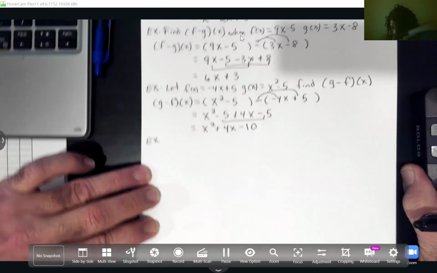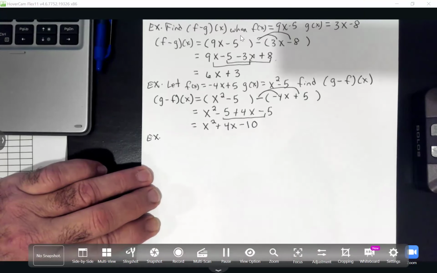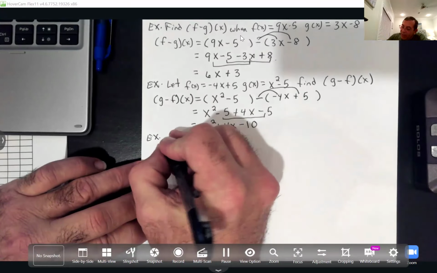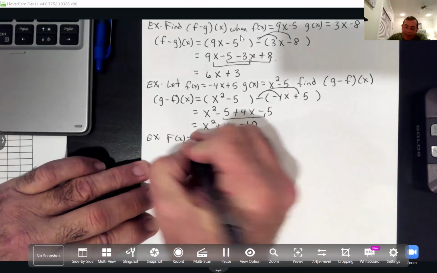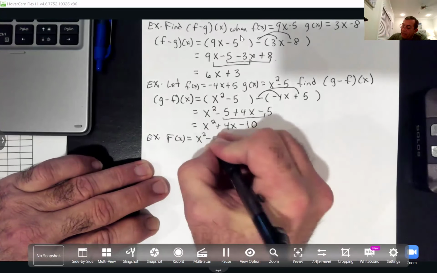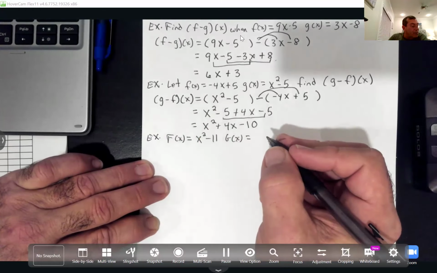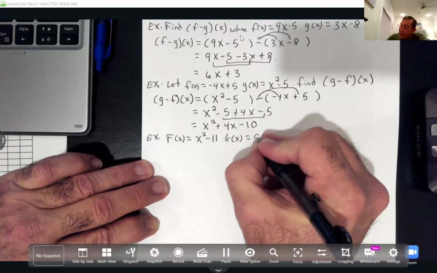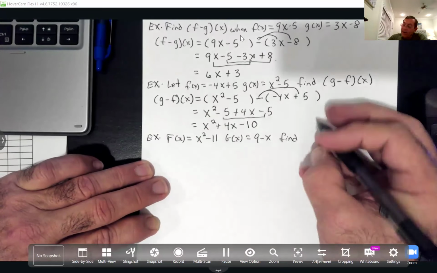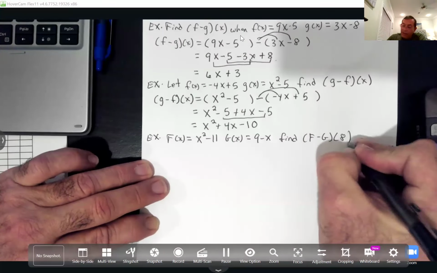Ooh, jeez. Oh, they get tricky. All right, so they like to ride this subtraction a little bit. So this one has f of x equals x squared minus 11. G of x equals 9 minus x. They want us to find f minus g of 8.